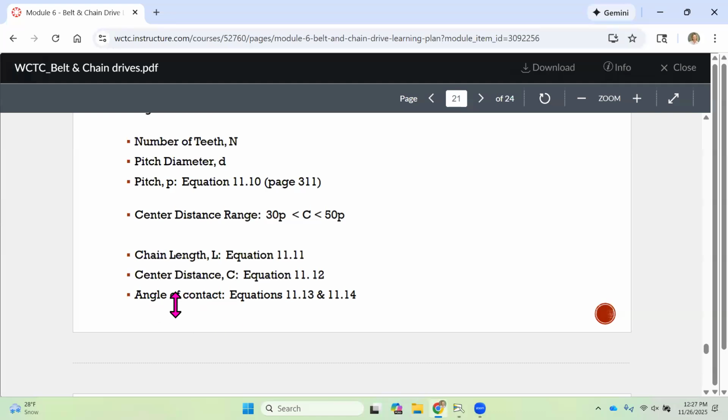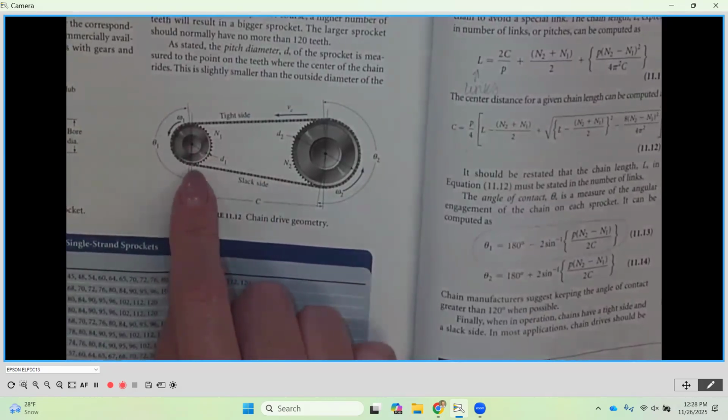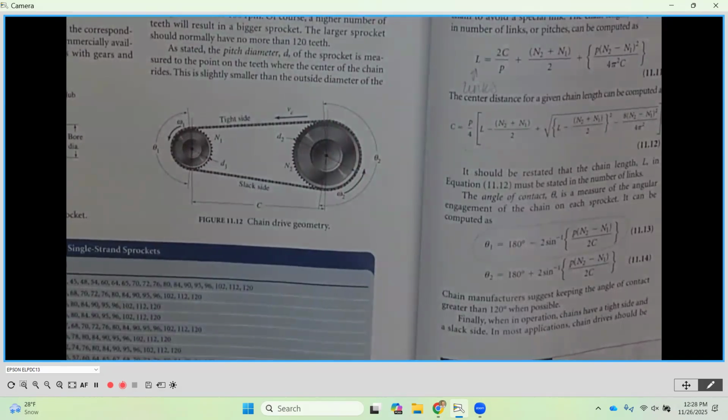The last element that we have is going to be angle of contact. The angle of contact, I like to say, is going to be how much wrap do we get on here? Okay, what is the angle of the number of teeth on our sprocket that we actually have engaged when we're transmitting and rotating around on our sprocket? So we would get an angle of wrap on our driver, which is our input over here, and on our driven, which is on the opposite side.